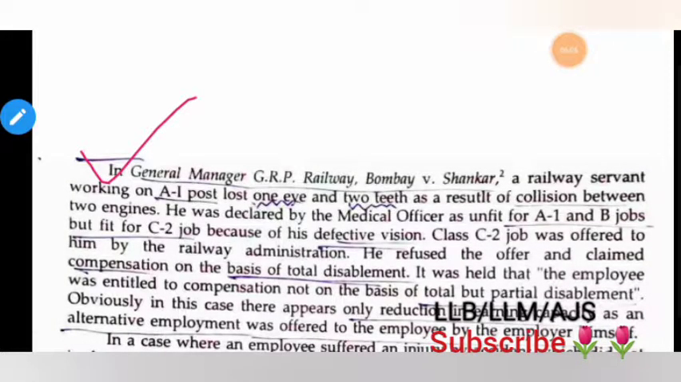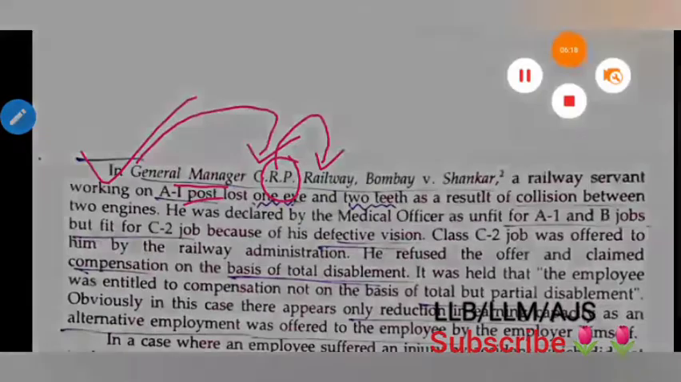So the title is General Manager, GRP, Railway Bombay versus Sankar. Very important. Then comes another case.